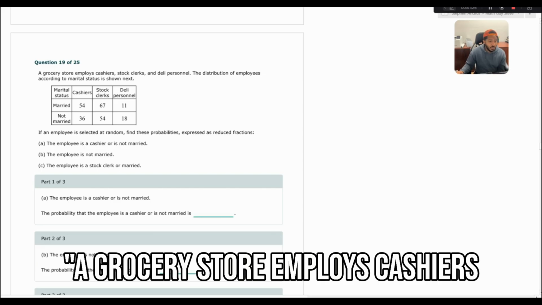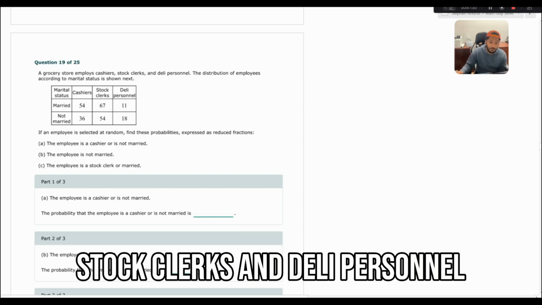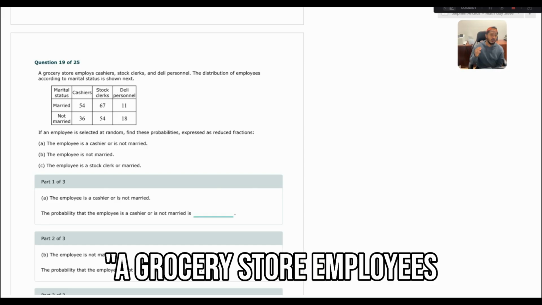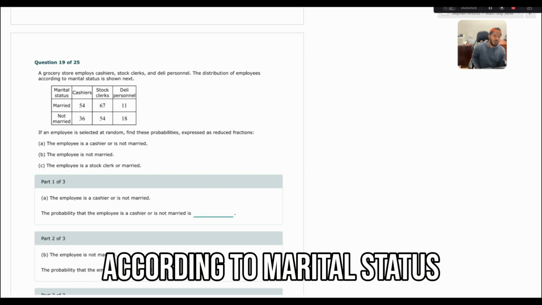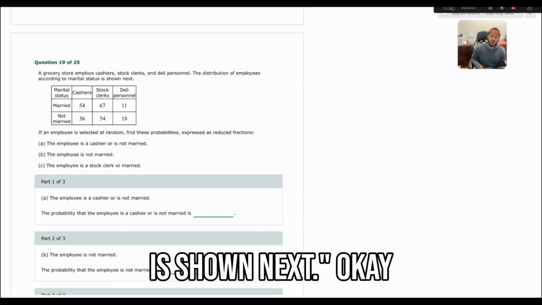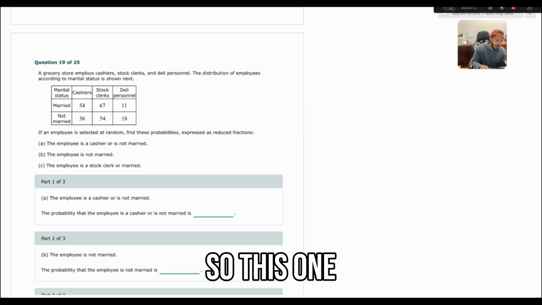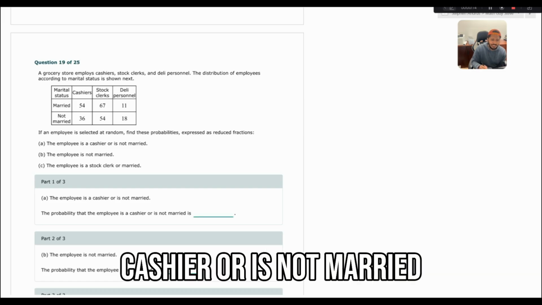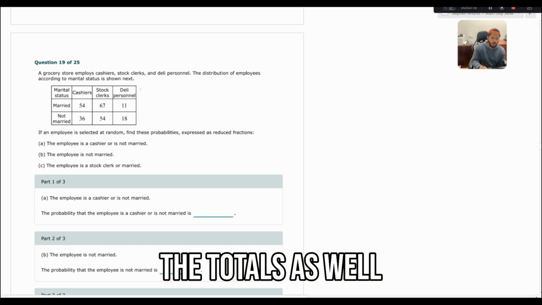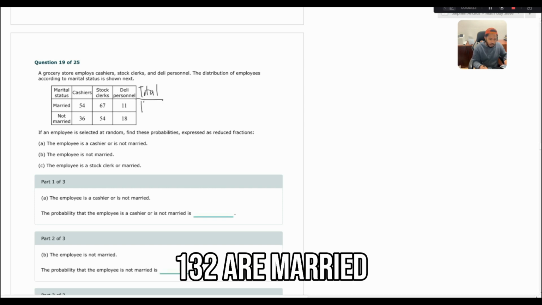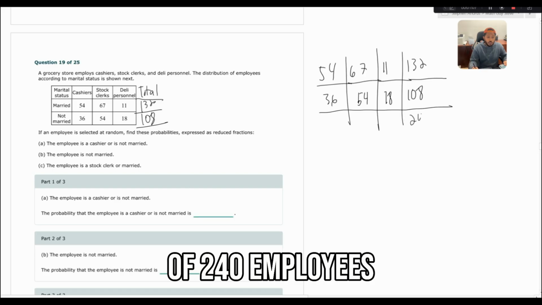Number 19 says a grocery store employs cashiers, stock clerks, and deli personnel. The distribution of employees according to marital status is shown next. If an employee is selected at random, find these probabilities expressed as reduced fractions. This one, the employee is a cashier or is not married. When we have stuff like this, we probably should find the totals as well. So the total here is 132 are married and 108 are not, so there's a total of 240 employees.